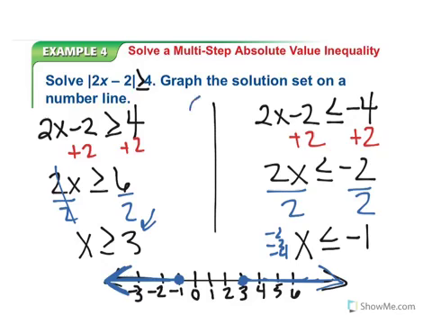If you remember, when we have our OR, that means we're going to have our arrows going in opposite directions. And the set builder notation for that would be curly brackets, x, vertical bar, x is less than or equal to negative 1, or x is greater than or equal to 3. Now I'm going to have you try an example just like this one, and no worries, you'll get some time to practice in class with the other type.